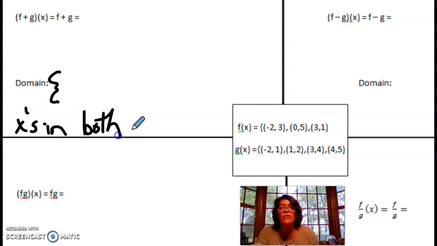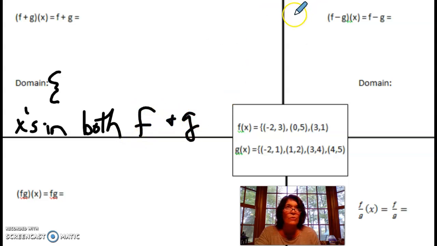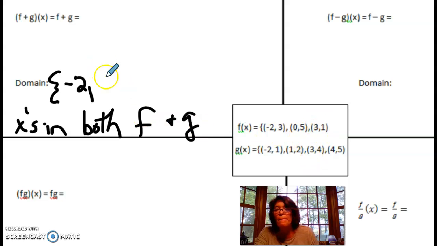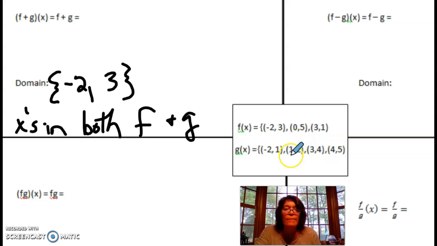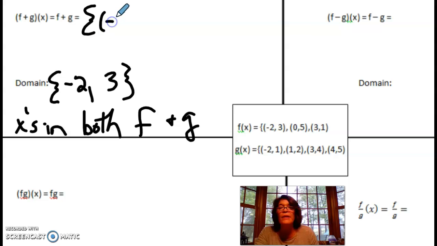We say in the intersection, x is in both f and g. We don't do this in Algebra 2. All right, so I'm looking. I have a -2 in f and g. Yay, that's in the domain. I don't have a 0. I have a 3 in f and g. That's it. I don't have a 1. I don't have a 4 in f, so okay. That's my domain. So the function f plus g of x is the ordered pair -2 something and 3 something.